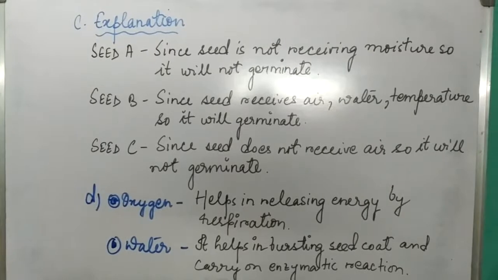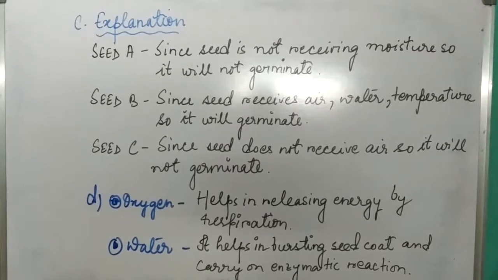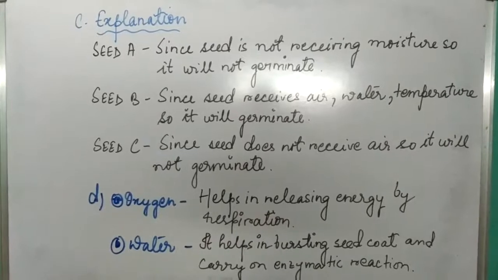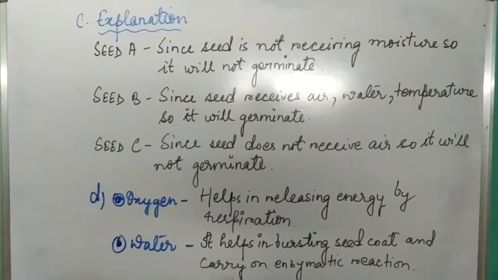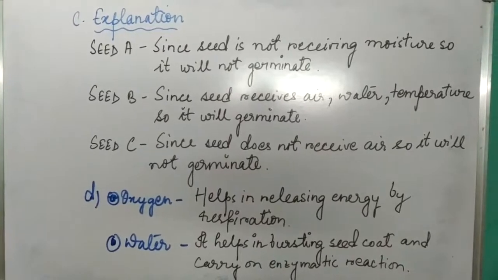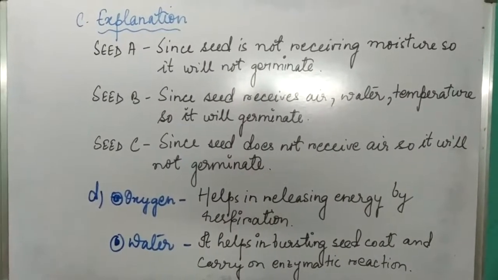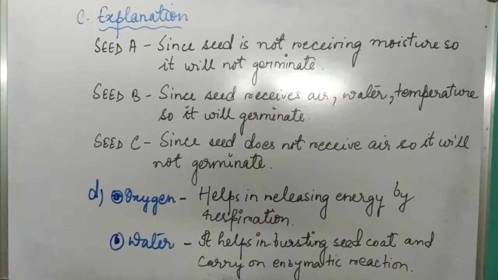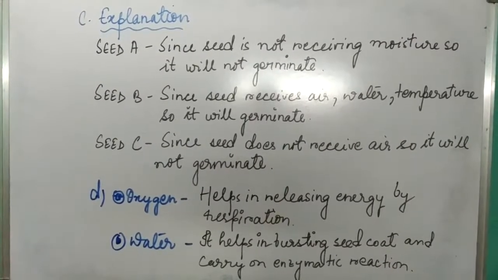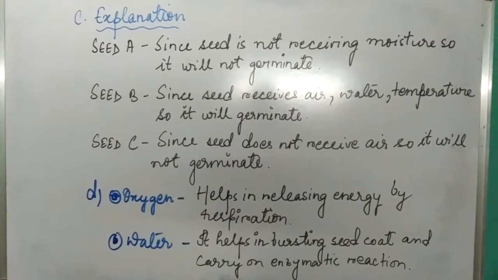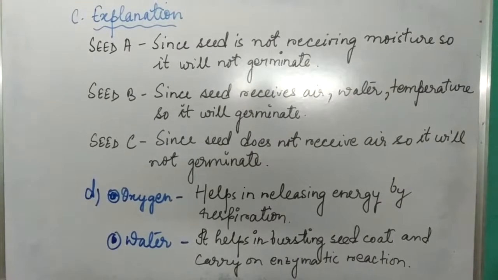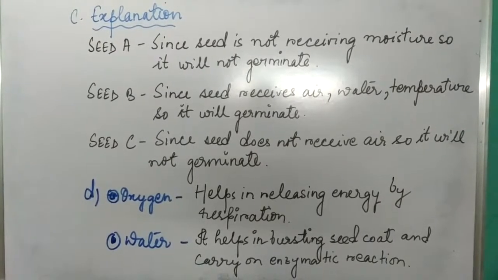And in case of C, since we know the bean seed is not a hydrophytic plant, when we put that seed inside water, the oxygen supply will be cut off, and as a result it will not germinate. So in case of seed C, since the seed does not receive air, it will not germinate. My last question was, how oxygen and water are essential for germination of seed.